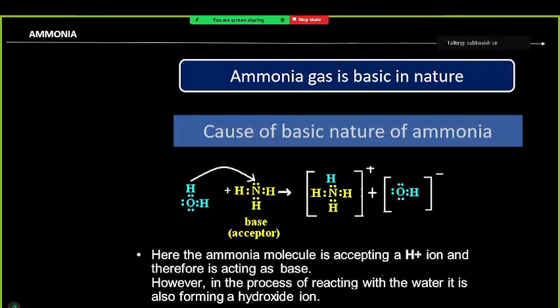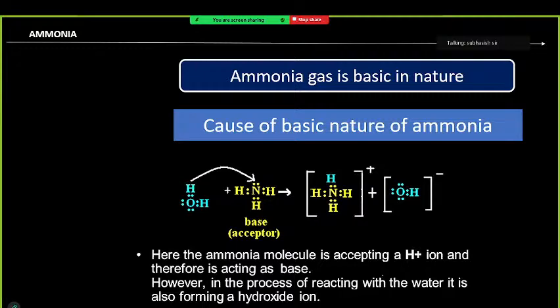Now ammonia gas is basic in nature because ammonia takes H plus. Ammonia donates its lone pair to H plus, so it is considered a Lewis base. Already we have mentioned that a species having the capability to donate a lone pair of electrons should be considered a base. So ammonia is a Lewis base.